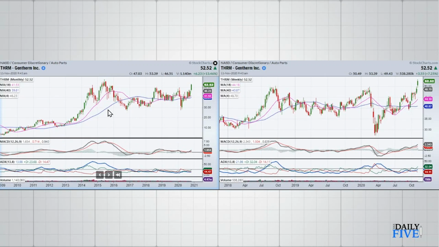THRM is an auto parts company. When I went through, and I've gone through a lot, even on the large cap basis, I've noticed a lot of improvement in the auto parts area. A lot of these stocks are starting to poke up and break out of consolidation areas, so very attractive from that standpoint. And if you notice, you've had this sideways phase, especially since 2018. You've been bumping your head against 50 for a couple years.